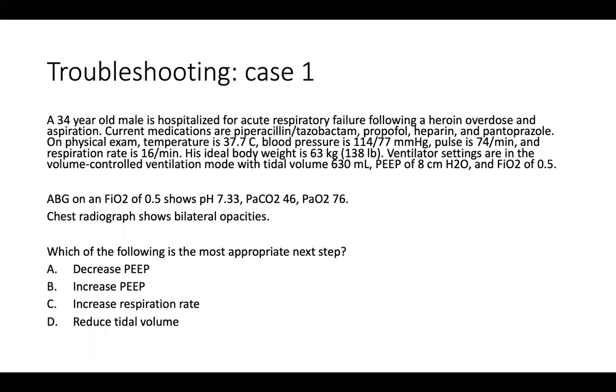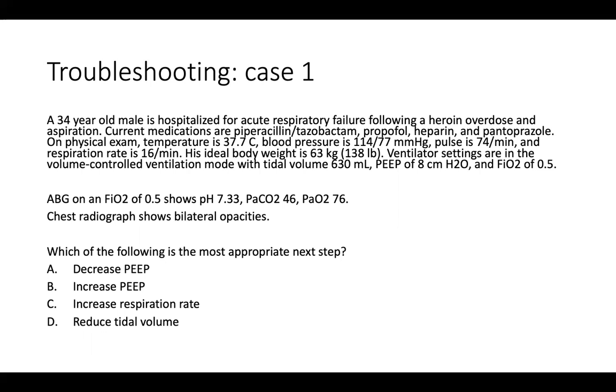And so this is now an opportunity for the listeners to participate. This is a question from MKSAP, and so I will read it. We have a 34-year-old male who is hospitalized for acute respiratory failure following a heroin overdose and aspiration. Current meds are pip/tazo, propofol, heparin, and Protonix. On exam, he has a temp of 37.7, BP of 114/77, pulse of 74, and respiratory rate of 16. His ideal body weight is 63 kilograms.